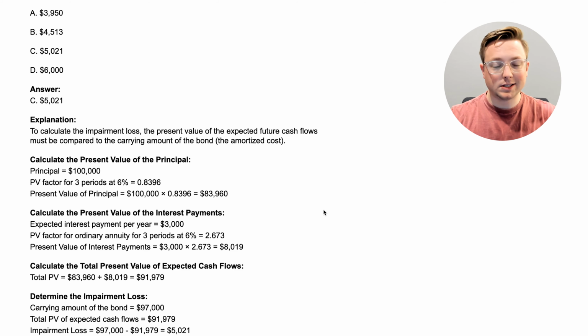But overall, this is pretty much what you need to know how to do. You need to know how to calculate the present value of the principal, calculate the present value of the interest, compare it to the amortized cost, and that will give you the impairment loss for amortized cost or held to maturity investments. With all that, let's go to question 2.